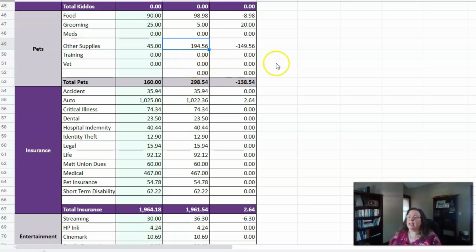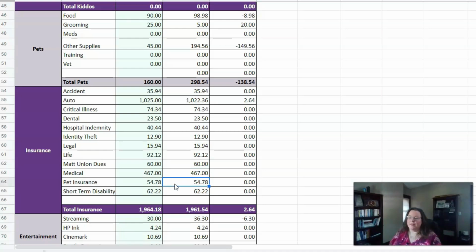So insurance was pretty much right on target. We actually came in a little bit under. So accident was $35. Our auto insurance is due every 6 months, and we paid $1,022. $74 for critical illness, $23 for dental, $40 for hospital indemnity, $12 for identity theft, $15 for legal, $92 for life, $60 for Matt's union dues because it's not insurance, but I have no idea where else to put it. So this is where I put it.